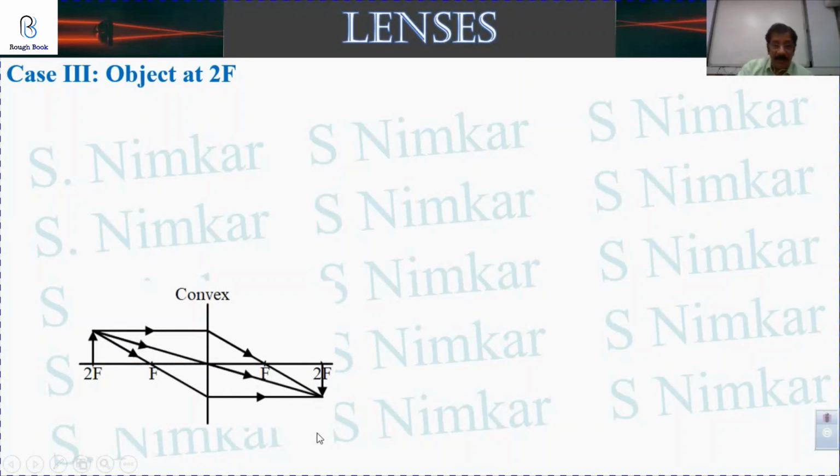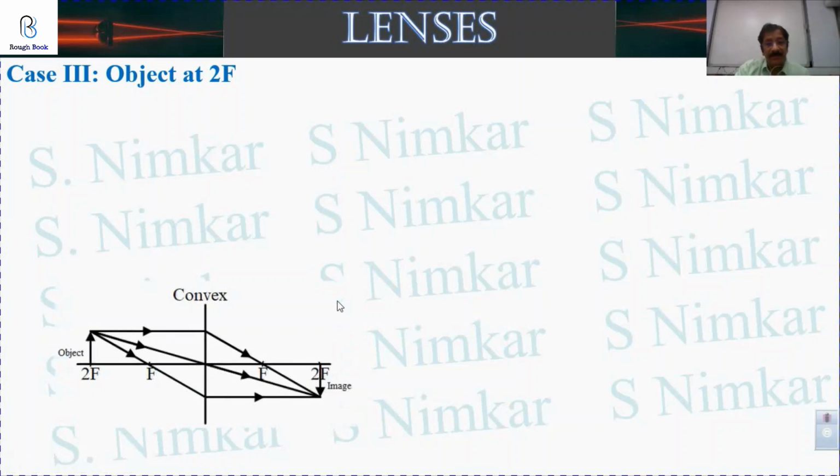Once again, I am repeating, a ray diagram is sufficient using 2 rays. If the question says that it should be completed using 3 rays, then only you will draw the third ray. Otherwise, you could have drawn any 2 rays, this and this, this and this, or this and this, any 2 rays. So what is the nature of the image? It is real, inverted, the same size as the object, and formed at 2F on the other side.